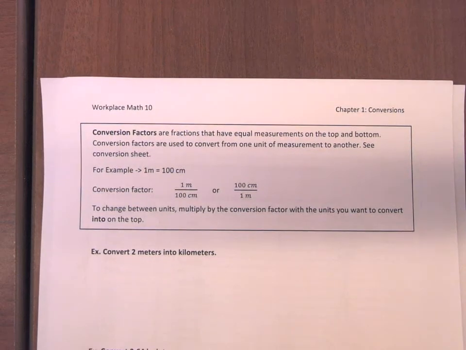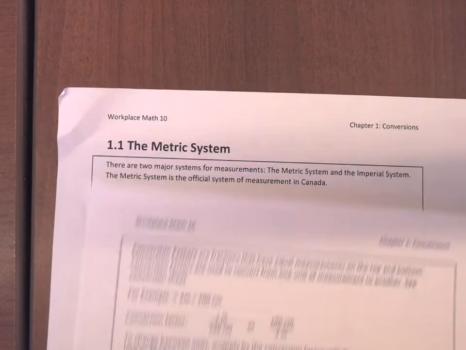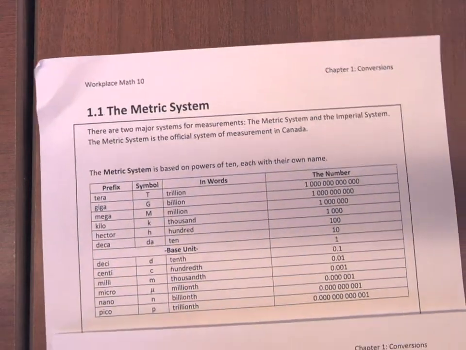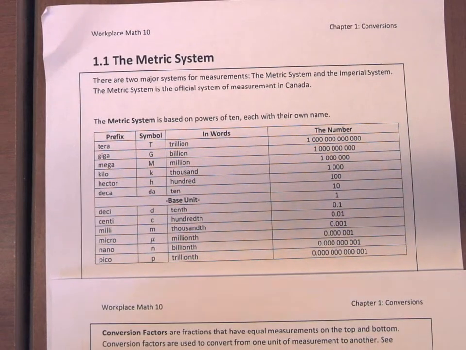Okay, so we've covered the first bit of conversions, looking at the metric and the imperial system. Now we're going to look at how we do some conversions and convert either between the two or different measurements that we come across. And we call these conversion factors. They are fractions that have equal measurements on the top and the bottom. Basically you're taking the two things from that table that we have here and creating a fraction out of them in order to convert from one to the next.